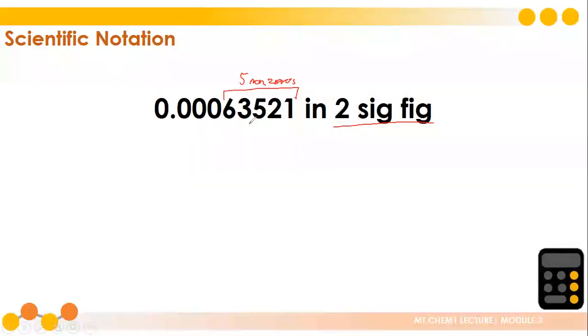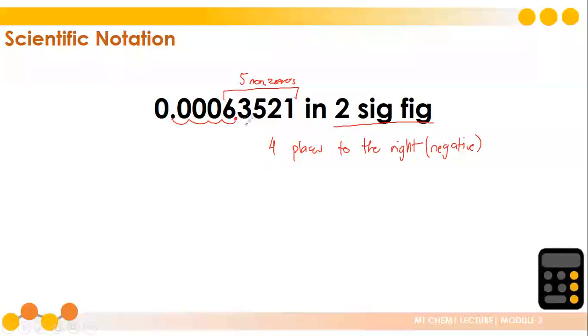In order to round off, let's transfer this first. We have the decimal point here moving 1, 2, 3, 4 places to the right. So we have here 4 places to the right, indicating that our exponent should be negative.